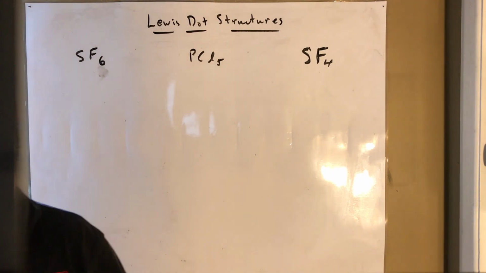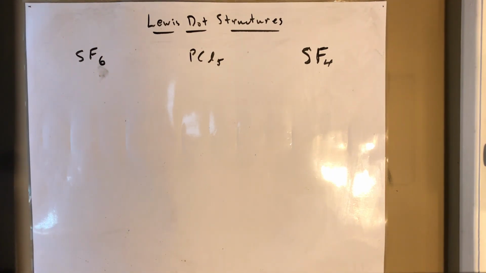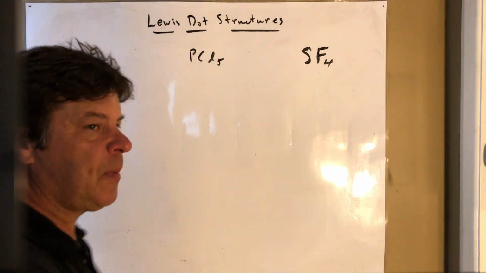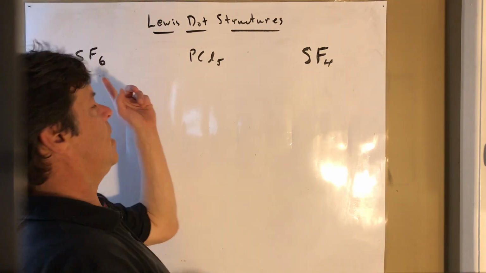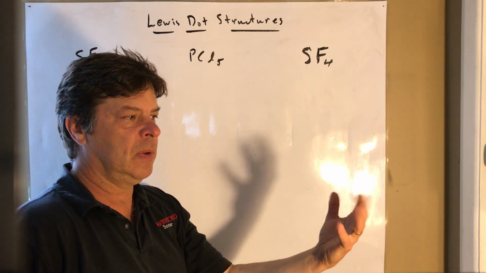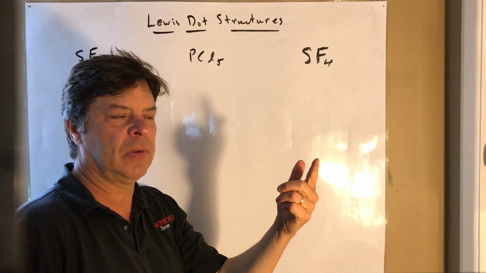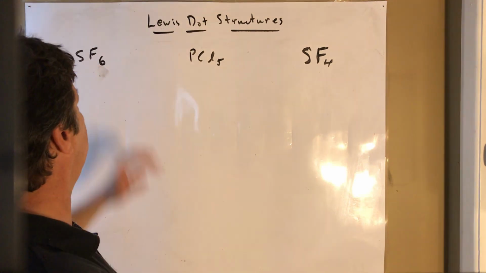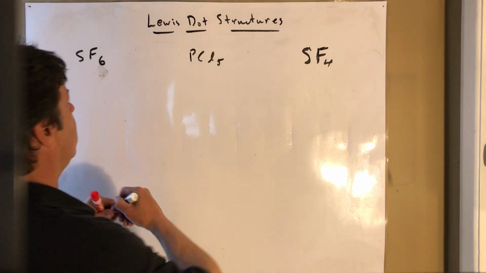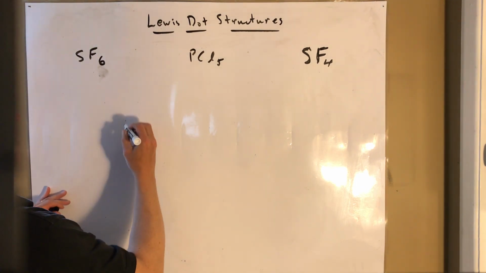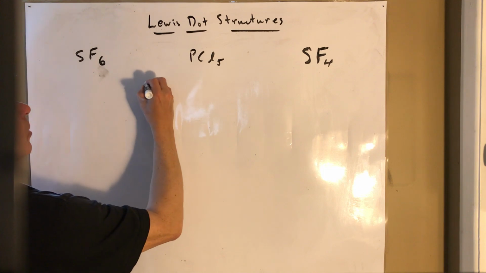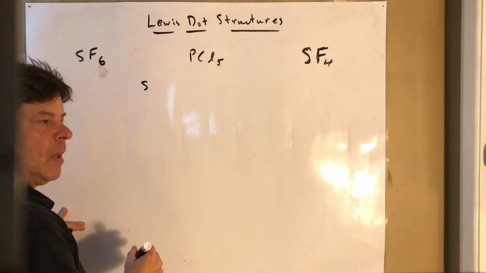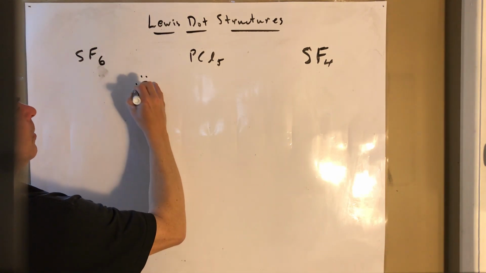First, sulfur hexafluoride. Sulfur hexafluoride, that was the gas that we looked at. Remember, this gas makes your voice really deep. We looked at a couple videos when we were still in school. So let's look at the Lewis dot structure first. Sulfur has six valence electrons.